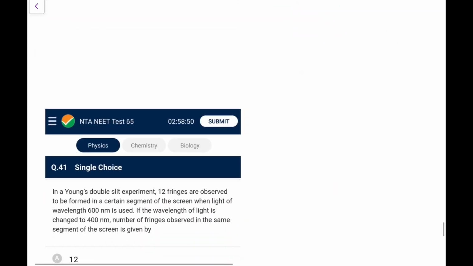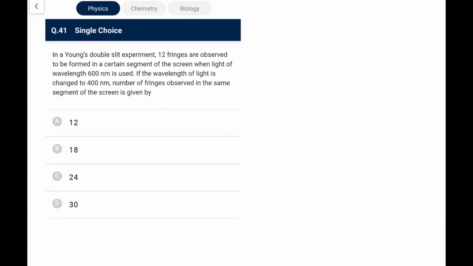Okay. Next one, in the YDSE, 12 fringes are observed to be formed in a certain segment when this light is used.